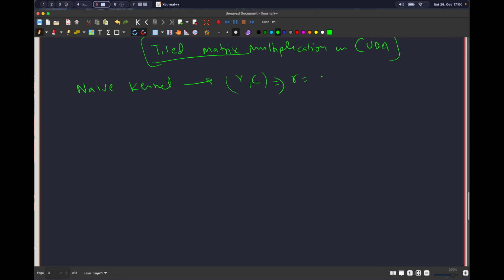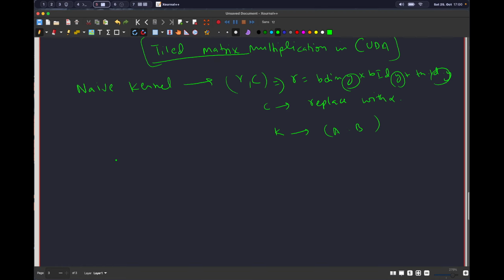So row was calculated as block dimension dot y times block id dot y plus thread id dot y. And if we replace the y with x, we will get the column part of it, right? And then we iterate along the k dimension and aggregate the products between A and B.